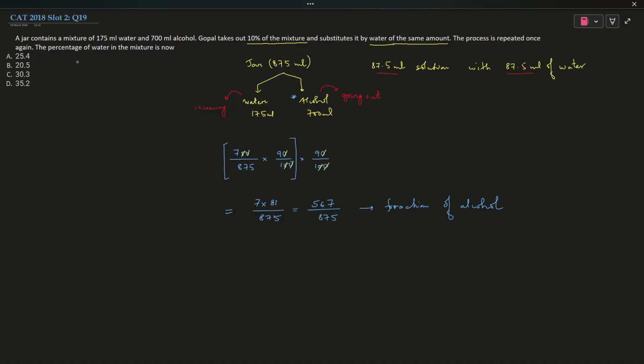I need to find the percentage of water. So what will be the fraction of water left? It will be 1 minus 567 by 875. I need percentage, so I will multiply this by 100. Let's calculate it. So it will become 875 minus 567, which comes out to be 308 by 875 into 100.